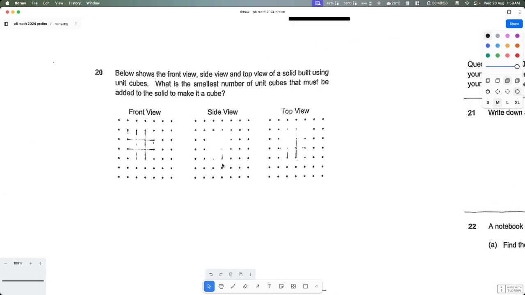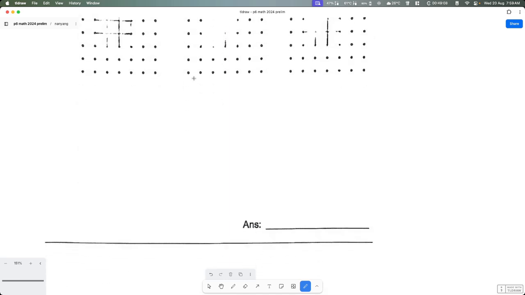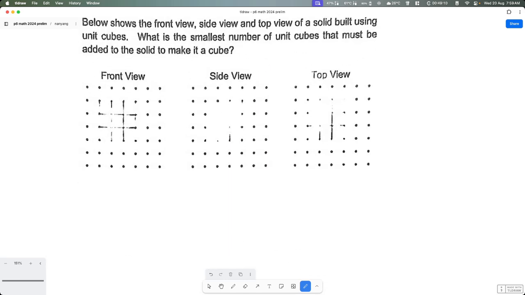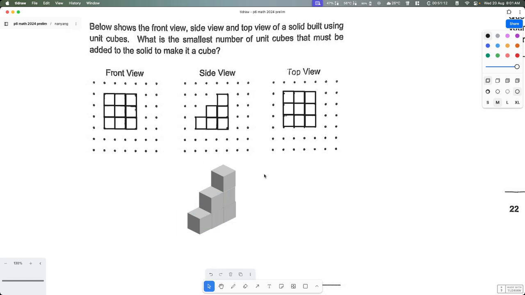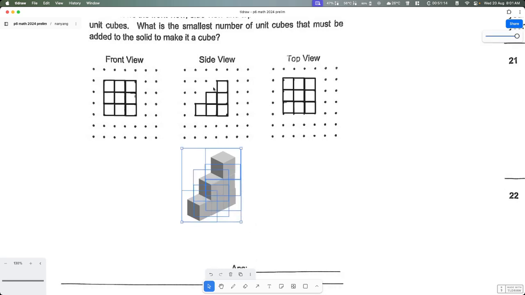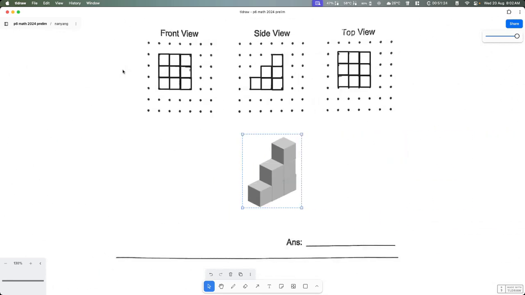Question 20 over here. All right, below shows the front view, side view, and top view of the solid built using unit cubes. What's the smallest number of unit cubes that must be added to the solid to make it into a cube? Okay, let me draw the solid. It has been erased. All right, so I drew the boxes and also created the 3D version for the side view. Okay, so that means it's a cube, but at the same time, it's also filled up in the front view. So the front view is this front view over here.